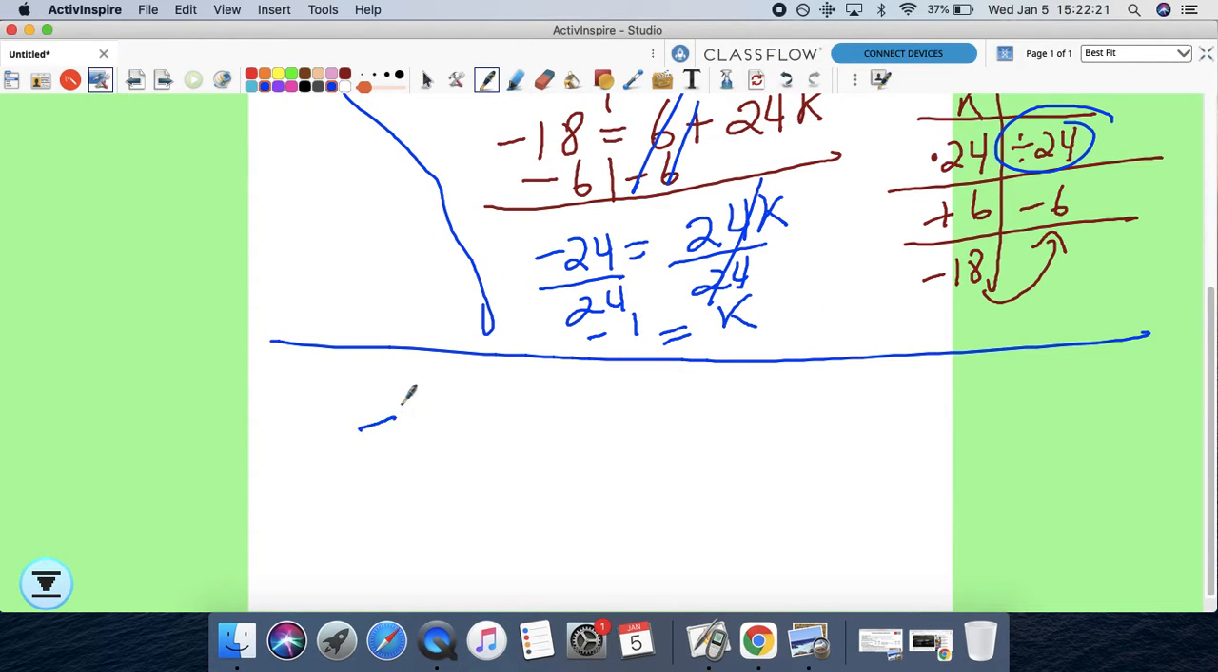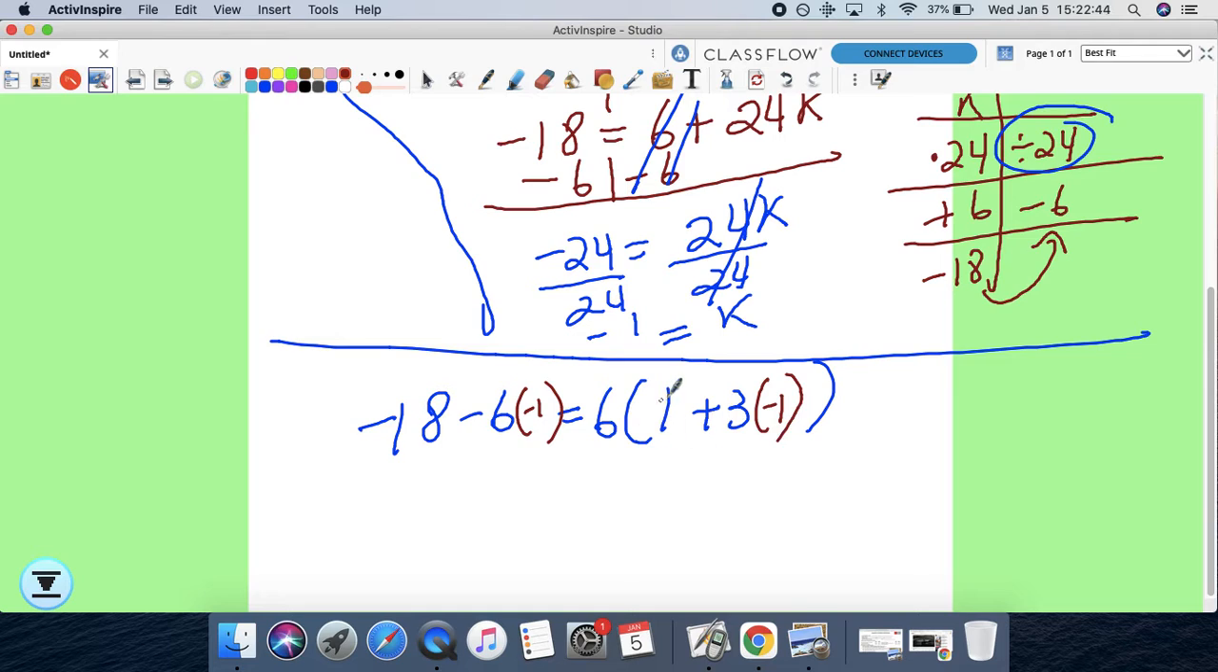Negative 18 minus 6k equals 6 parentheses 1 plus 3k. So everywhere I see the k, I'm going to replace it, right? I'm going to take the k out. I'll replace it with negative 1, and I'm going to put that in parentheses. And over here, parentheses. All right, so let's do this. So negative 18, and this is negative 6 times negative 1, which is plus 6. And then negative 18 plus 6 is negative 12.